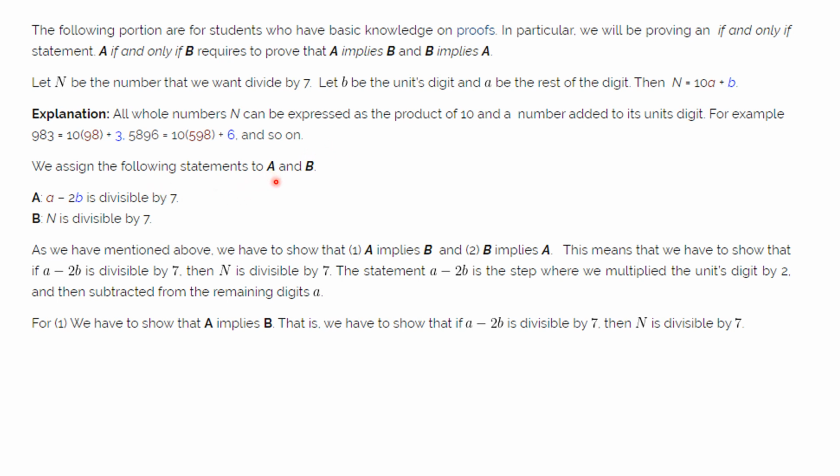So we assign the following statements to A and B. Statement A is A minus 2B is divisible by 7. Statement B is n is divisible by 7. Now we have to show both that A implies B and B implies A. So let's begin with the first part. For one, we have to show that A implies B. That is, we have to show that if A minus 2B is divisible by 7, then n is divisible by 7.